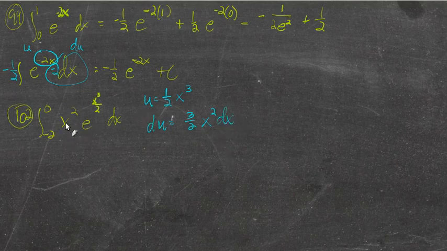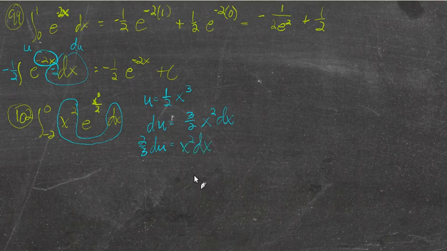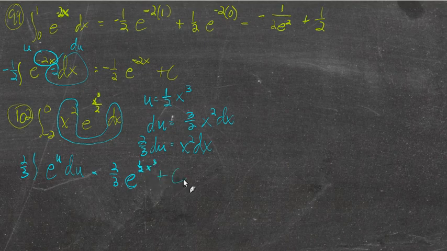So we've got x squared here, but we need 3 halves x squared. So to replace the x squared dx that I want to replace, this could be e to the u, but du is not x squared dx, it's 3 halves x squared dx. But 2 thirds du is equal to x squared dx. So now I can rewrite this, to take the antiderivative at least, as e to the u times 2 thirds du. So I'll put the 2 thirds out here and have du here. So this is equal to 2 thirds times e to the u, which is 1 half x to the third power, plus c.